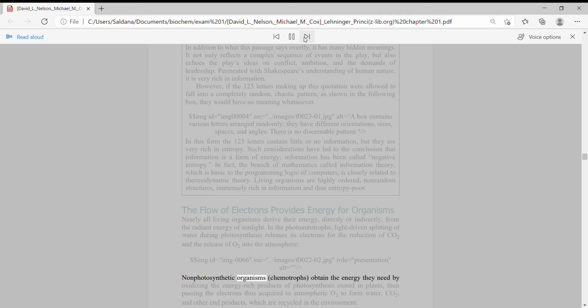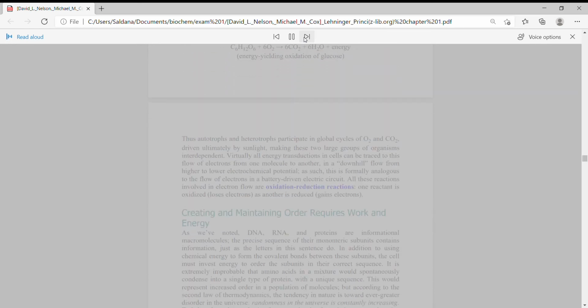Non-photosynthetic organisms, chemotrophs, obtain the energy they need by oxidizing the energy-rich products of photosynthesis stored in plants, then passing the electrons thus acquired to atmospheric O2 to form water, CO2, and other end products, which are recycled in the environment. C6H12O6 + 6O2 → 6CO2 + 6H2O + energy, the energy-yielding oxidation of glucose.